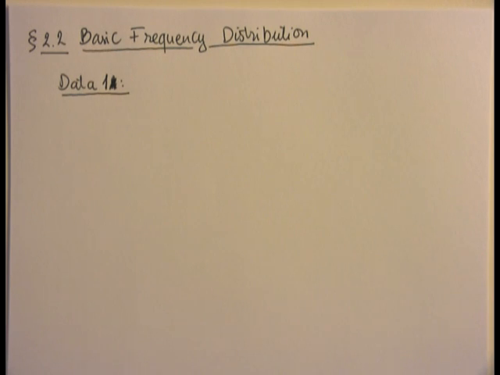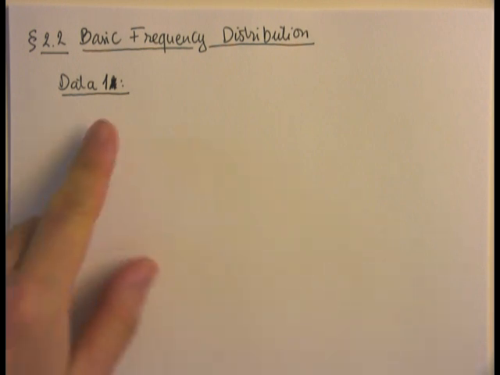Okay, so let's look at how we can build the basic frequency distribution, and this is one of the topics discussed in section 2.2. Notice that the same technique, the same method that we're learning now, you can use for any data set. Here you can build a frequency distribution for any data set. In this particular video example, I am building the basic frequency distribution for data set 1.